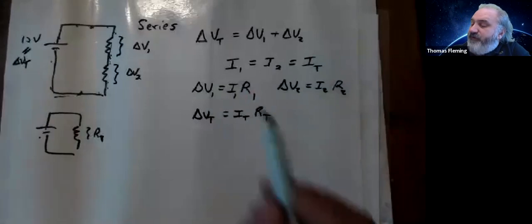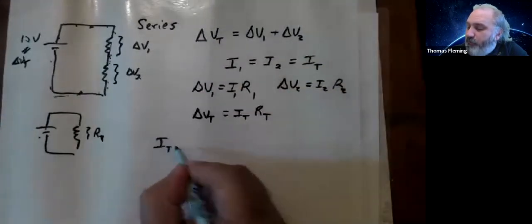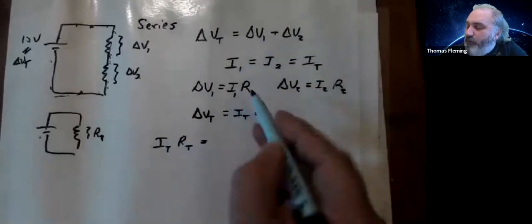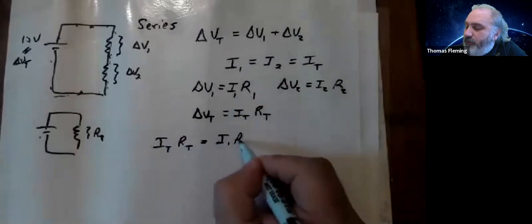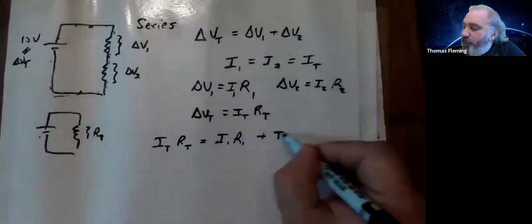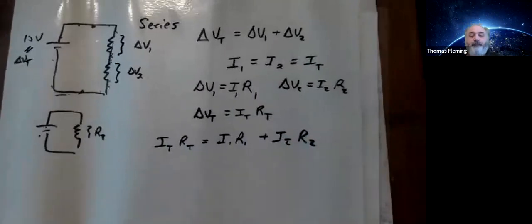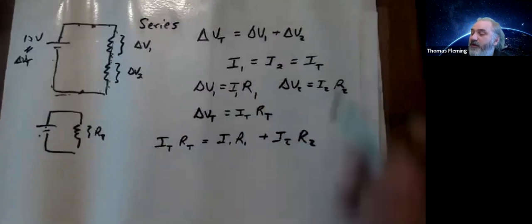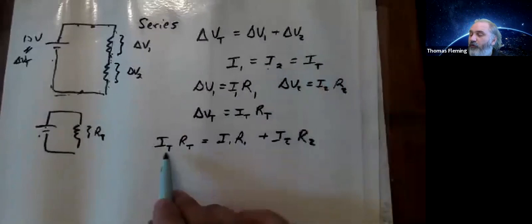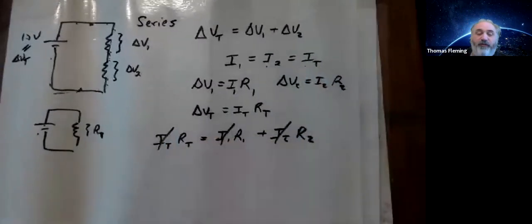Well, if delta V total is I total R total, I can replace that. So I have I total R total. If delta V1 is I1 R1, and delta V2 is I2 R2, that equation has to be true. Except we just said all three of the I's are the same thing. But if these are all the same thing, they're all going to cancel.